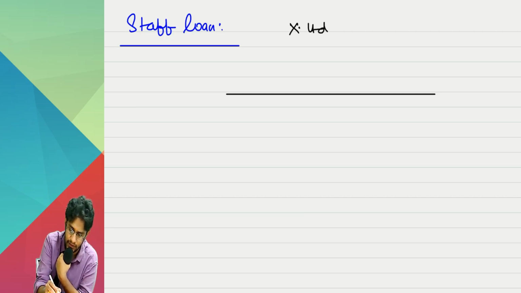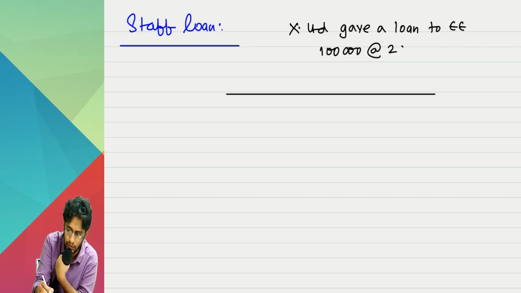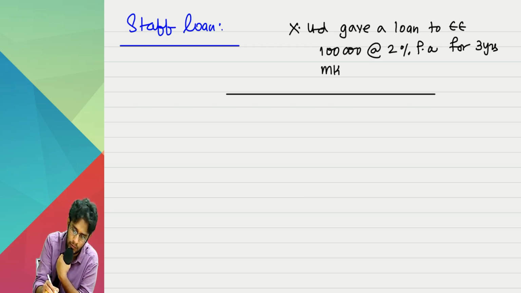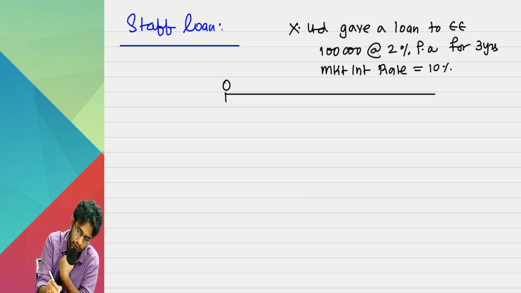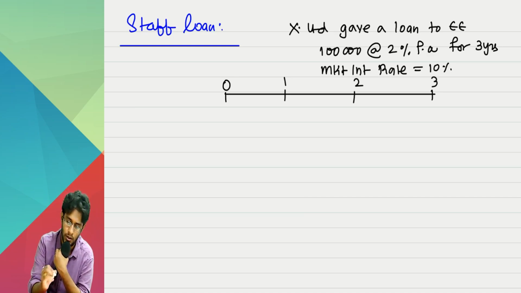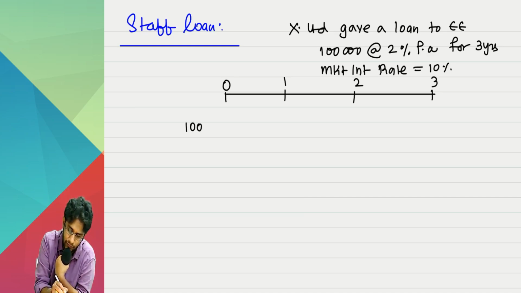Sir, X Limited is there. It gave a loan to an employee of 1 lakh rupees at the rate of 2% per annum for 3 years. Market interest rate is 10% per annum. So 0, 1, 2, 3. Today we gave an amount of 1 lakh to our employee.